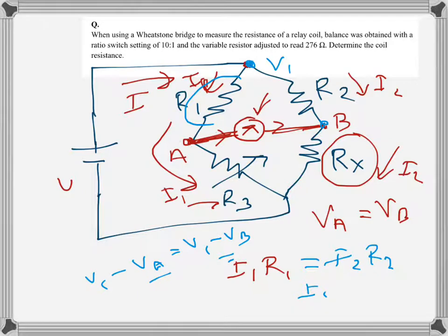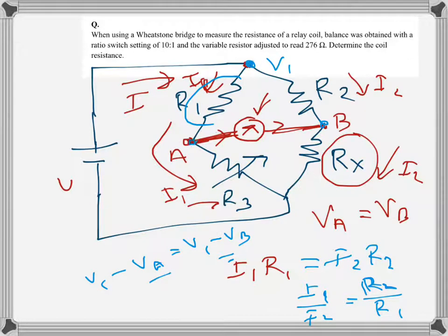So we can write I1 over I2 is equal to R2 over R1. We can write that from here. So I1 over I2 is equal to R2 over R1.